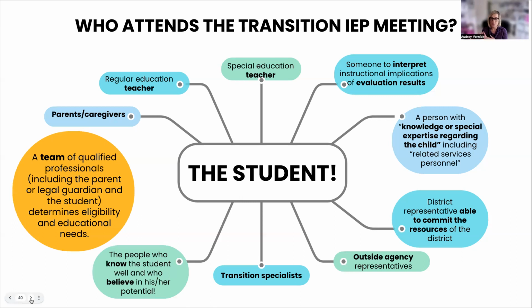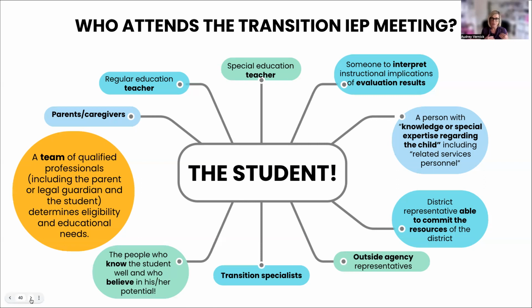That can include related service personnel or anyone you want to bring from outside, and then the district representative able to commit resources. But now at transition age, the outside agency representatives must be invited. The school district is responsible for this. They often don't do this well, so you will need to tease out who the outside agencies are that we want involved in this process and start to invite them.